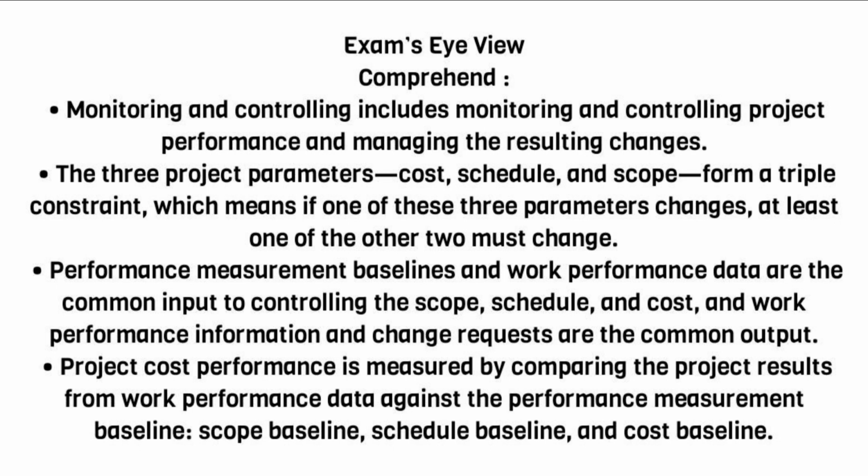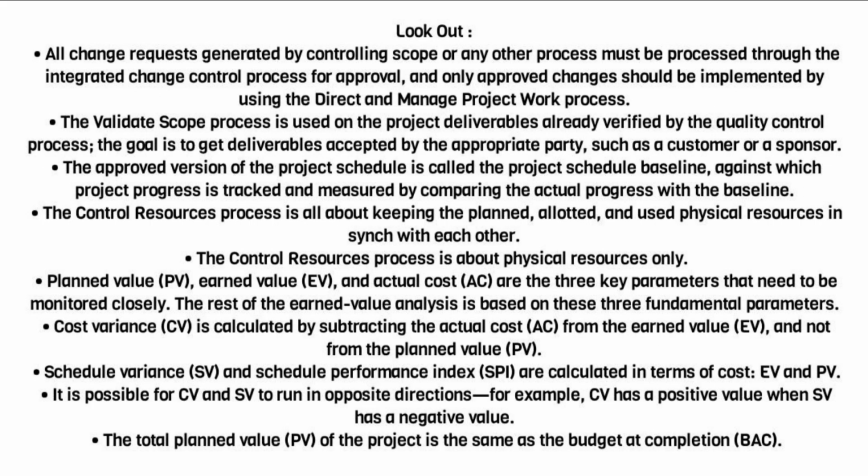Project cost performance is measured by comparing the project results from work performance data against the performance measurement baseline, scope baseline, schedule baseline, and cost baseline. Look out! All change requests generated by controlling scope or any other process must be processed through the integrated change control process for approval, and only approved changes should be implemented by using the direct and manage project work process.